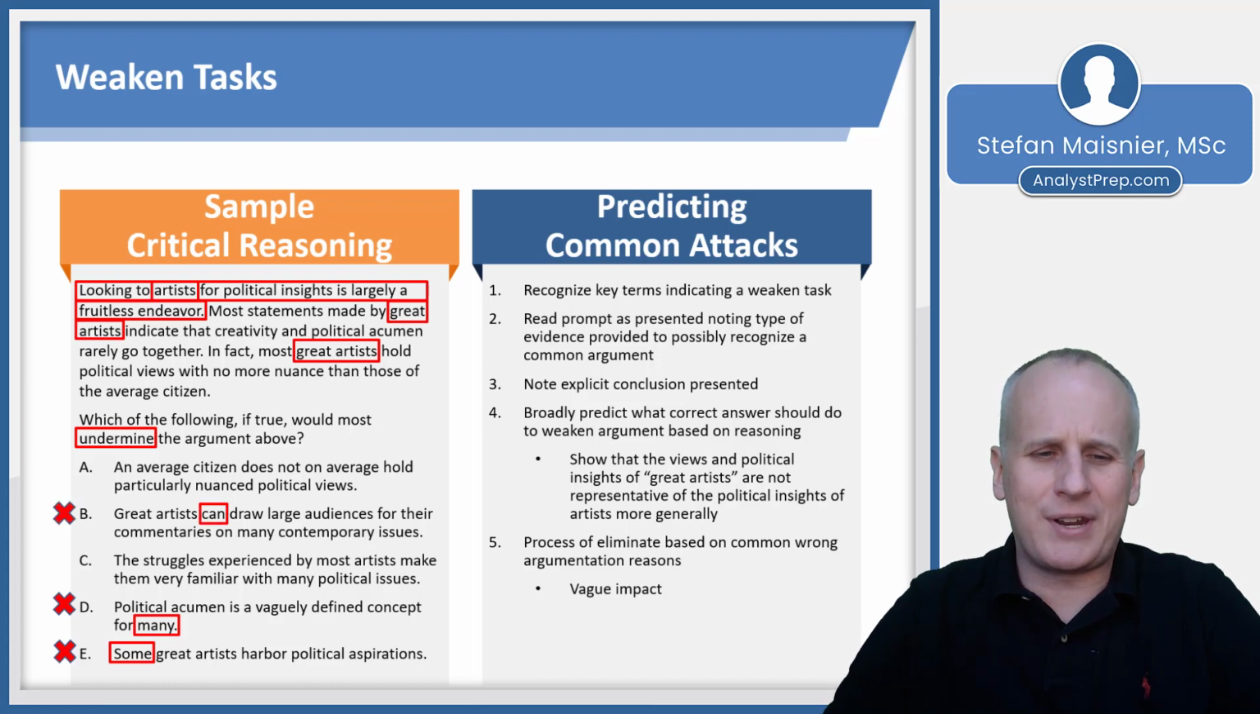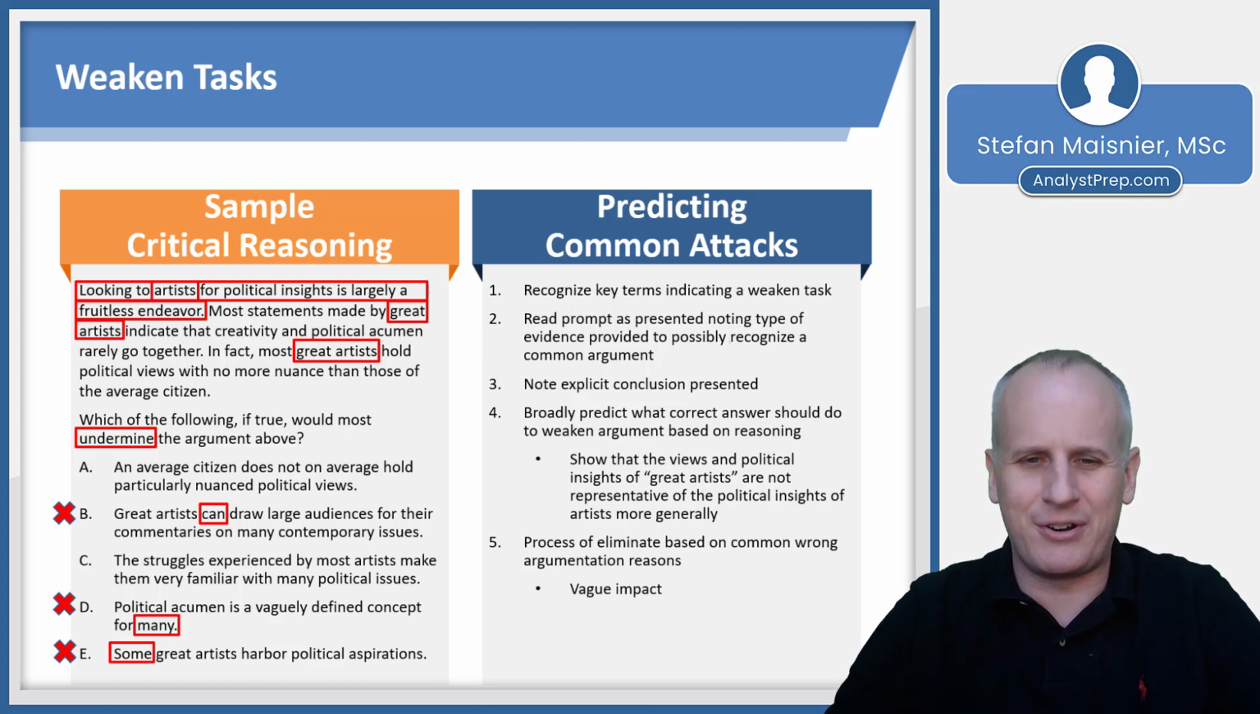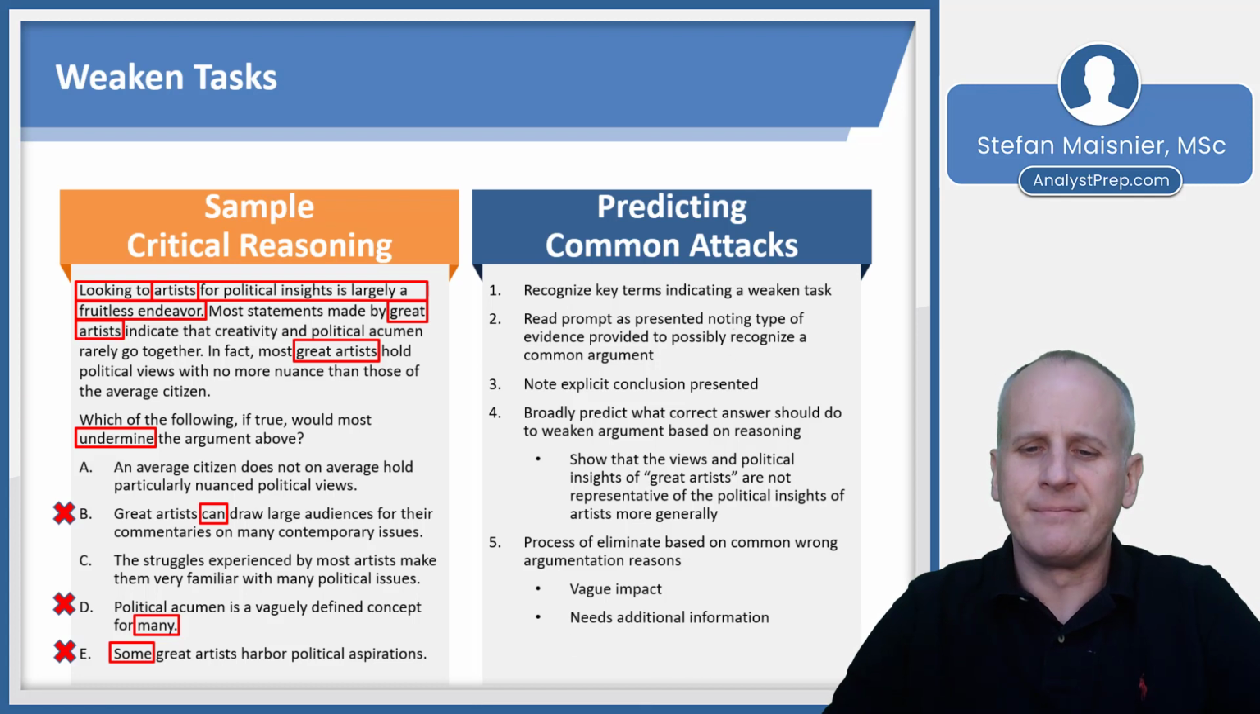And then we've got one more in choice B. We've got great artists can draw large audiences for their commentaries on many corrupt contemporary issues. Well, again, that doesn't link our great artists to artists overall. And we don't know if they do this frequently, how many of the great artists are able to draw large audiences. So we'd have to make a lot of assumptions about this choice to make it correct. So we've eliminated three choices for that wonderful reason of them being vague.